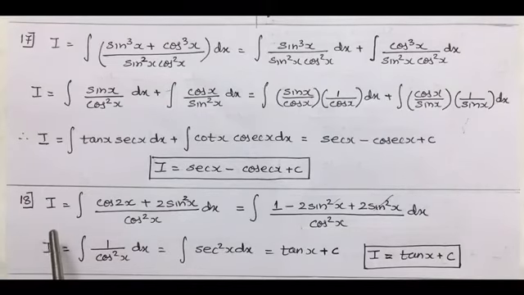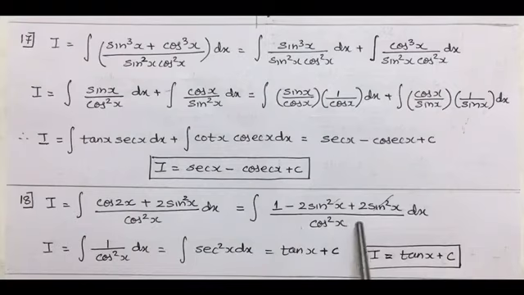18th one, it is given as integration cos 2x plus 2 sin square x divided by cos square x dx. Now we know one of the formulas of cos 2x as 1 minus 2 sin square x. And why is this formula used? Because 2 sin square x is already given. So expressing cos 2x as 1 minus 2 sin square x, plus 2 sin square x, divided by cos square x dx.